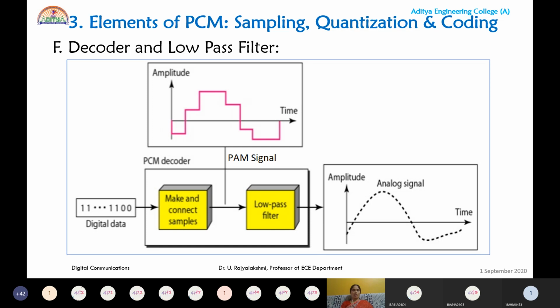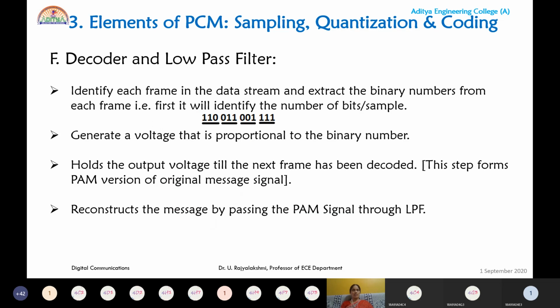So what does the decoder do? The decoder converts the binary sequence to a PAM signal. That PAM signal is applied to the low pass filter to generate the analog signal. Let us see the working principle, which I have represented in the form of steps. You can see it in the next slide. Please observe this: decoder followed by low pass filter. These are the steps which I discussed till now.